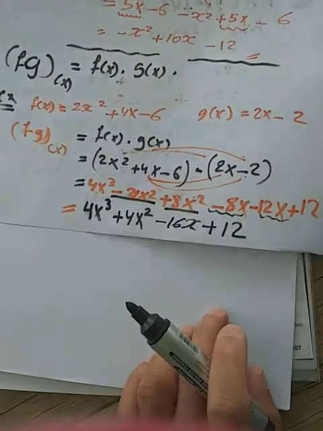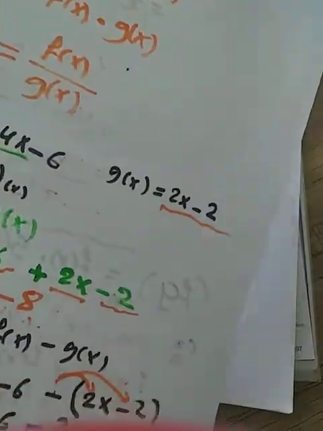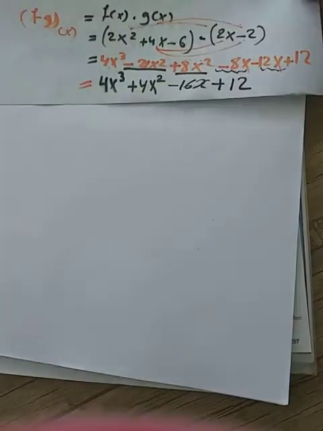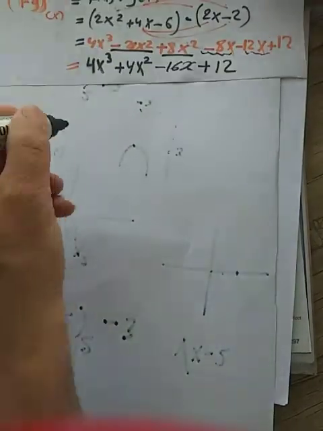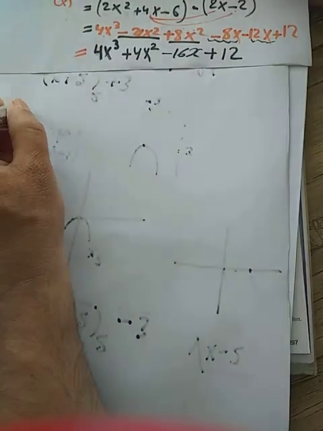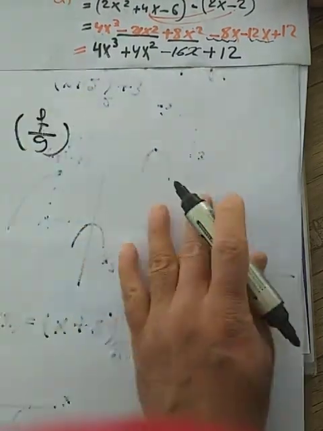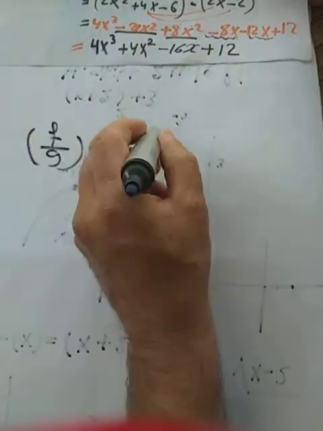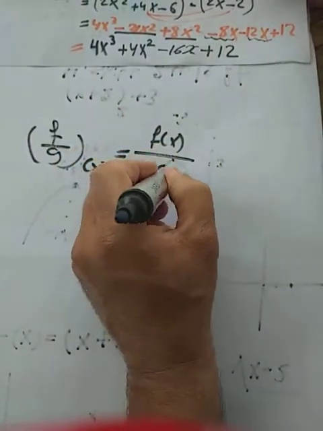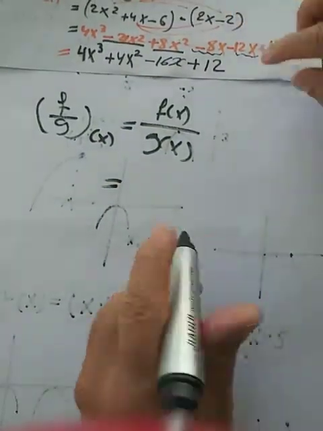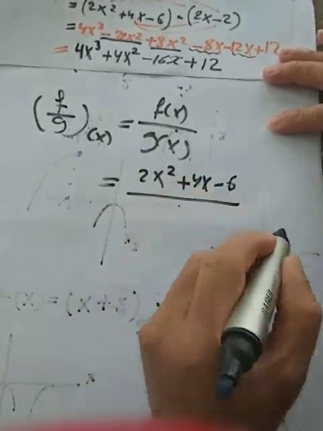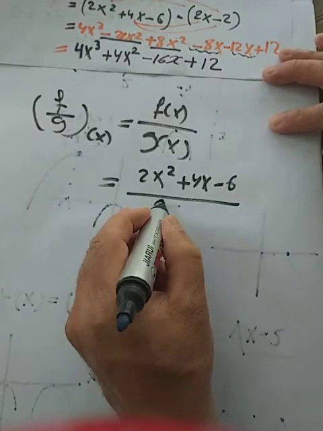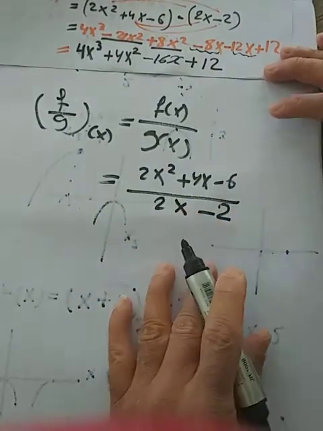If we divide, now find f over g of x. This one equal to what? F of x over g of x equal to what? And you have f is equal to what? 2x squared plus 4x minus 6. And g of x is equal to 2x minus 2. Now equal to.